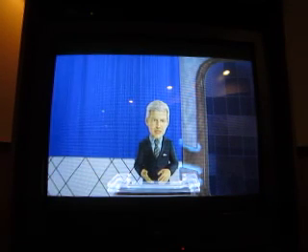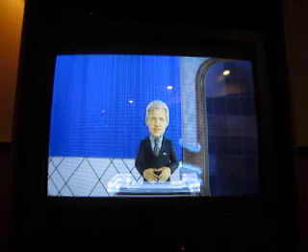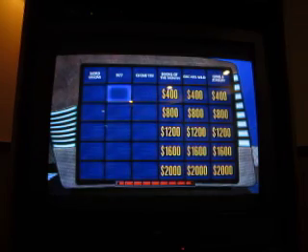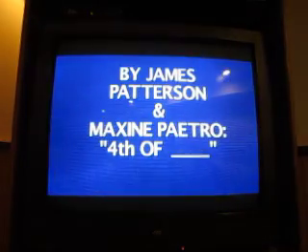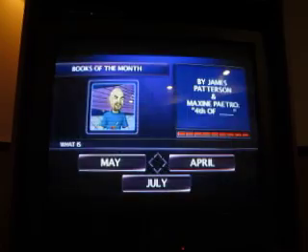The correct response is Puerto Rico. Please pick again, player one. Books and one for 400. By James Patterson and Maxine Petro. Fourth of blank. What is July? Let's hear it, player one.